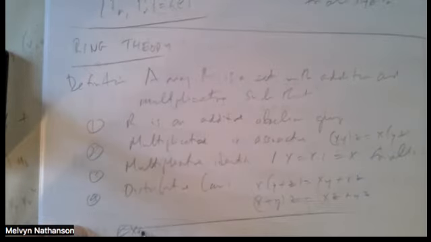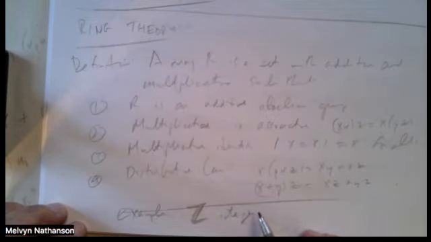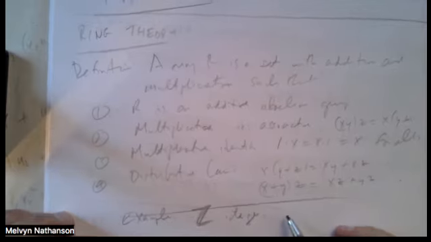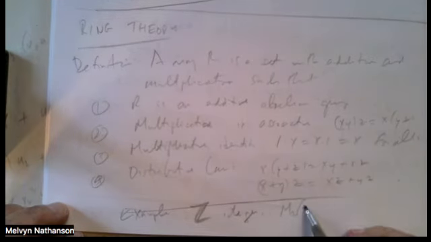So two basic examples are Z, the integers, with the usual addition and multiplication, and M2(R), 2 by 2 matrices, again with the usual addition and multiplication of matrices. Matrix addition and multiplication satisfy the conditions of a ring, and integer addition and multiplication satisfy the conditions for a ring. Okay.